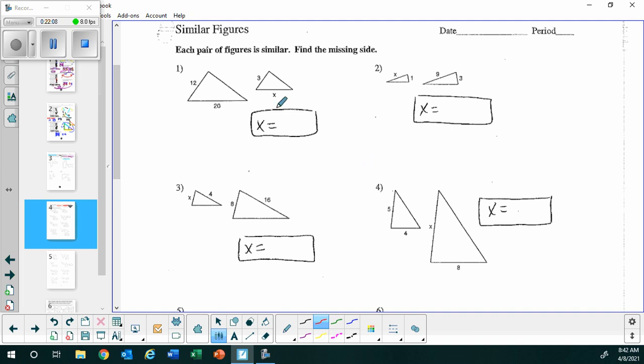And when you get this worksheet, notice that there's a place for you to just put what X equals. So let's do this first one together, okay? I see that side 12 here goes with side 3. So side 12 goes with side 3. And I see that side 20 goes with side X. So this is my proportion. And I'm going to cross multiply. 20 times 3 is 60. And now 60 divided by this 12 is going to be a 5. So X equals 5.